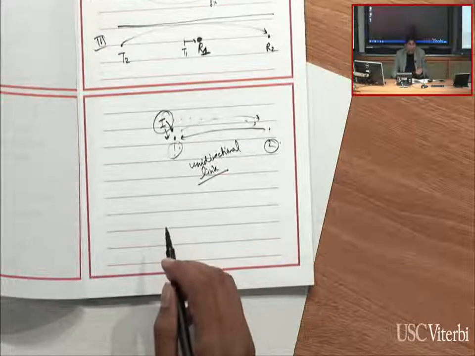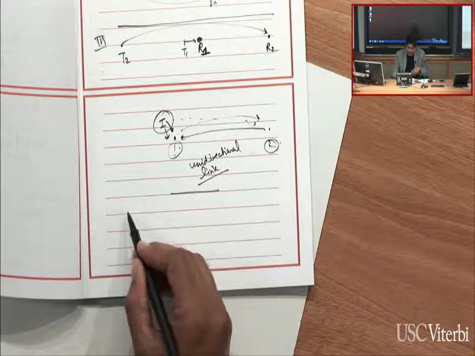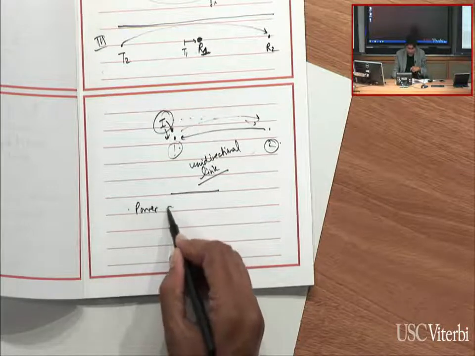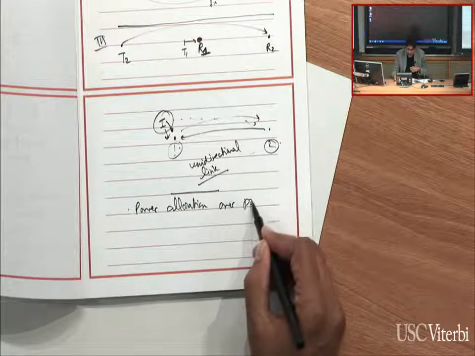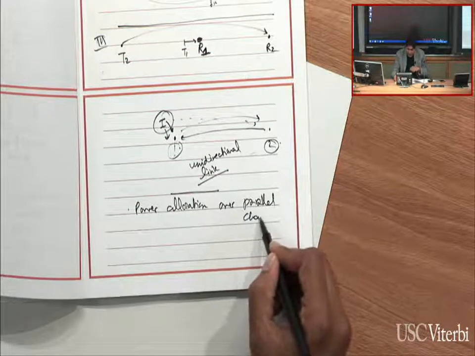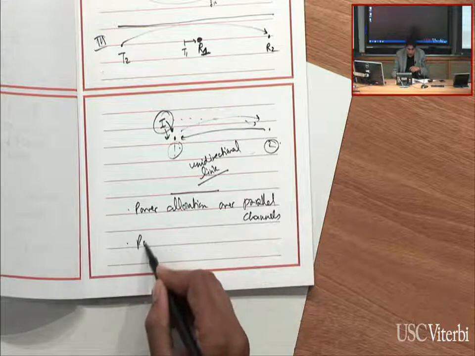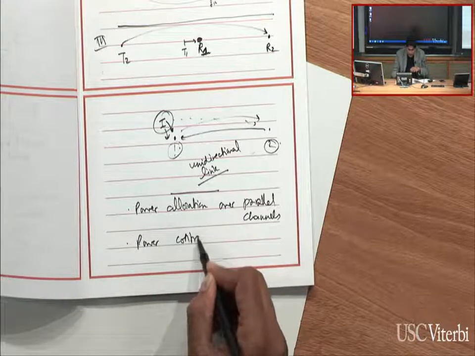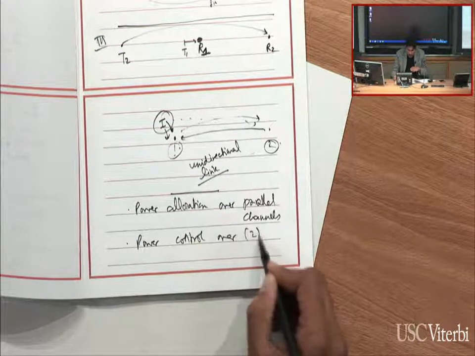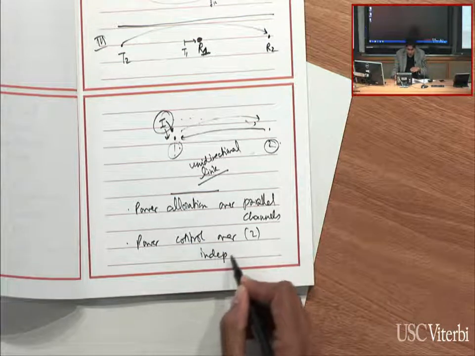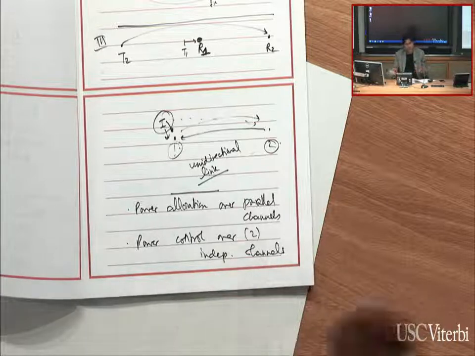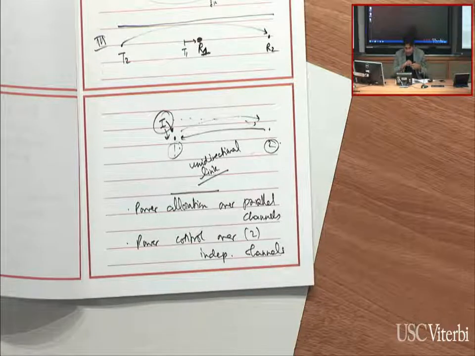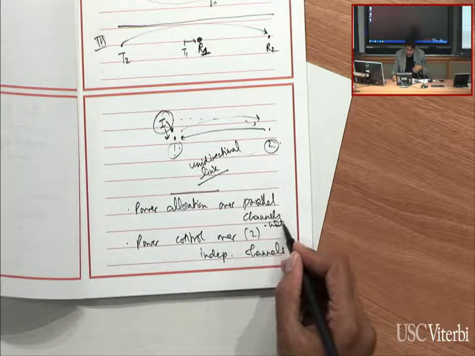So just to sum up, since we're out of time, today we spoke about power allocation over parallel channels and power control over 2 independent channels. We can generalize what we talked about today to more than 2 channels, and we'll do that next time. So in the first part, this is when we were talking about water filling.